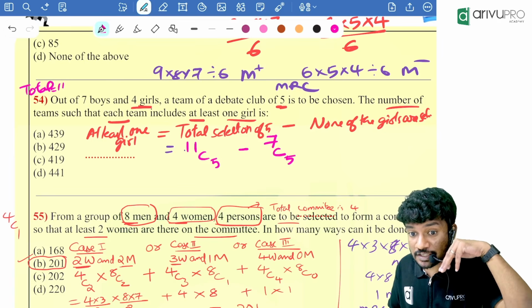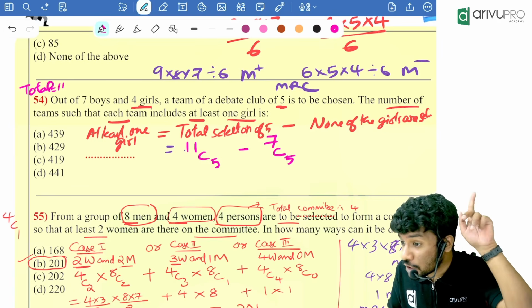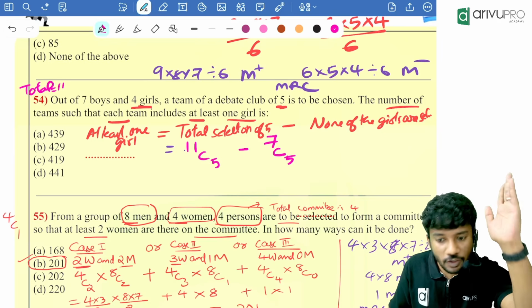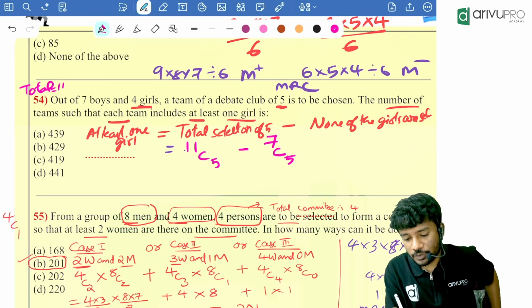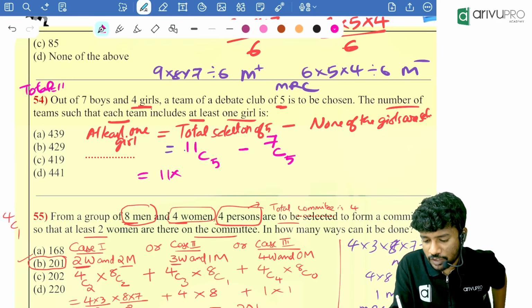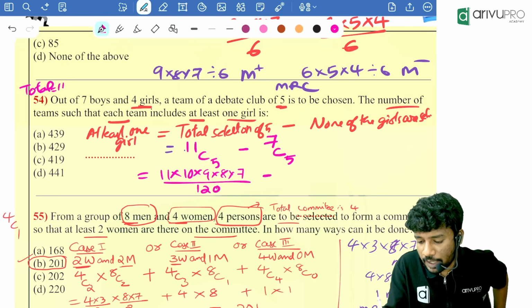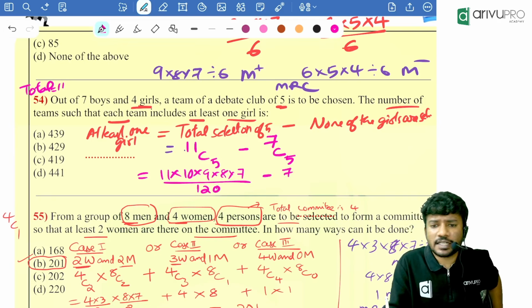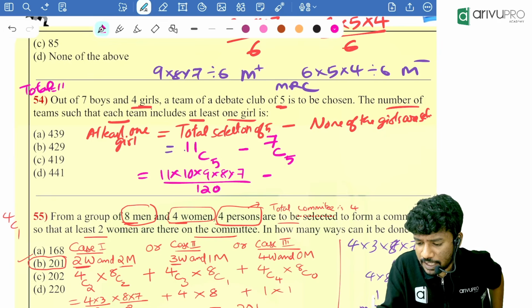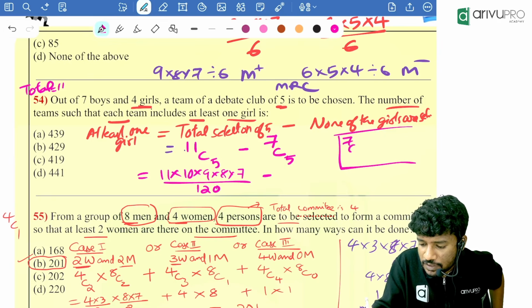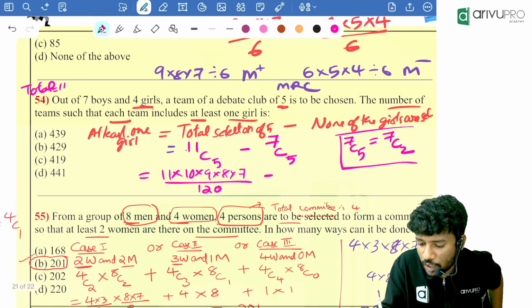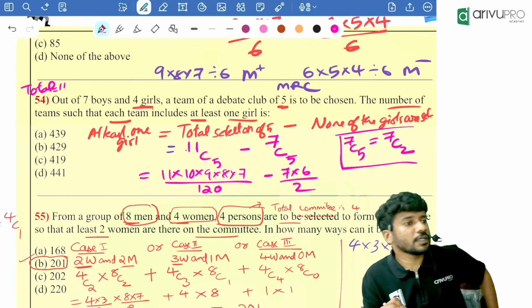So none of the girls are selected means we are only choosing boys. Girls are not chosen at all. From that you can get the answer faster. 11 into 10 into 9 into 8 into 7 divided by 5 factorial is 120, minus 7C5. 7C5 is equal to 7C2, which is 7 into 6 divided by 2. Get me the answer.